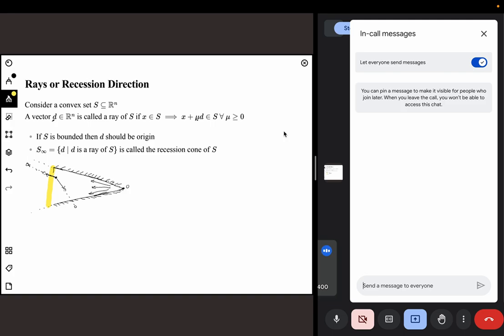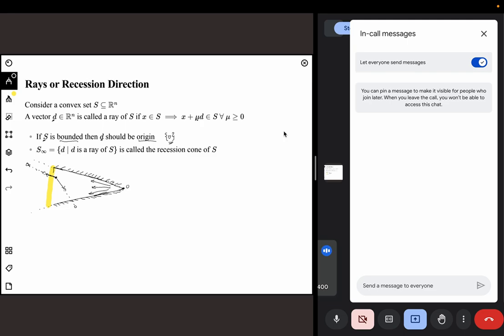So whenever the set is bounded, the moment we say that S is bounded, then the only vector that can satisfy this kind of scaling is the origin. So then D will be the origin. So the ray set will be a set with just the origin. That is for the case of bounded convex sets.